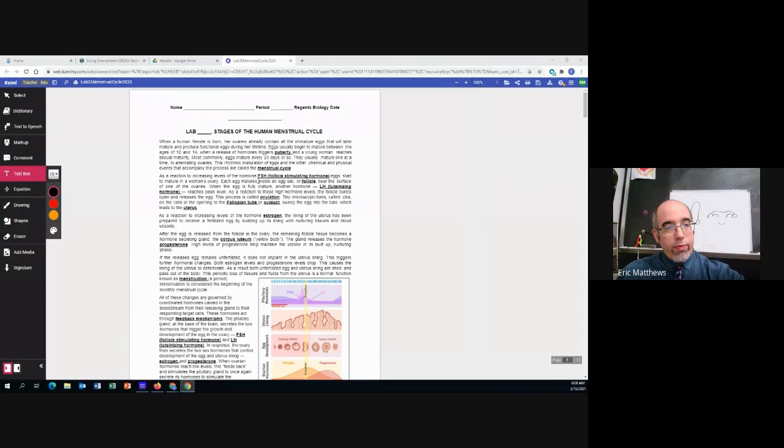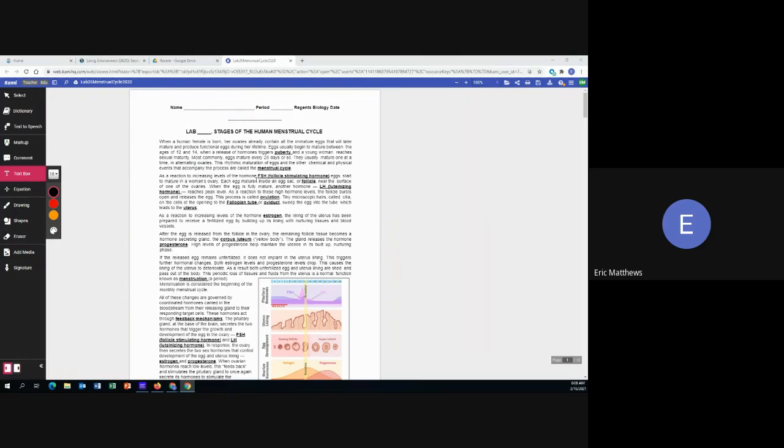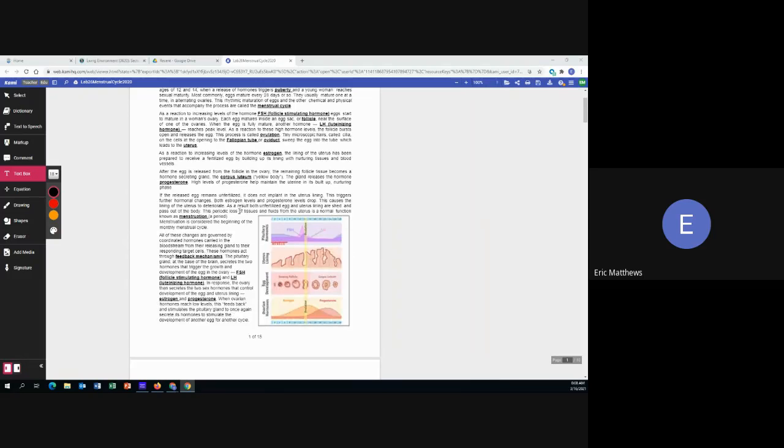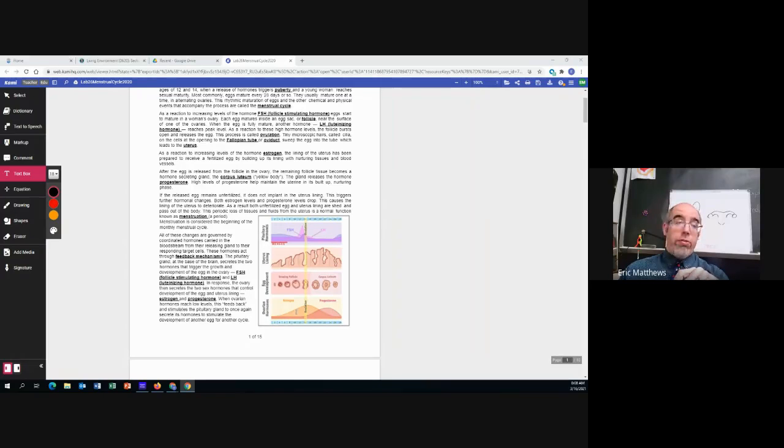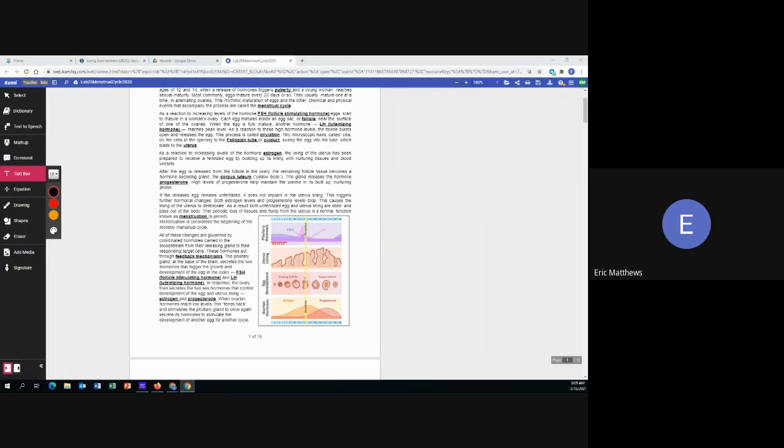Now, if you read through all this, it's got all sorts of stuff in bold and underlined, and all of those are good. It explains them and kind of what's happening. Our key really is this diagram right here, the bottom right of page number 1. And this is the menstrual cycle diagram that the Regents uses, that I've told you in class you need to know. So the first thing that we do in this lab is we are going to try to recreate this.